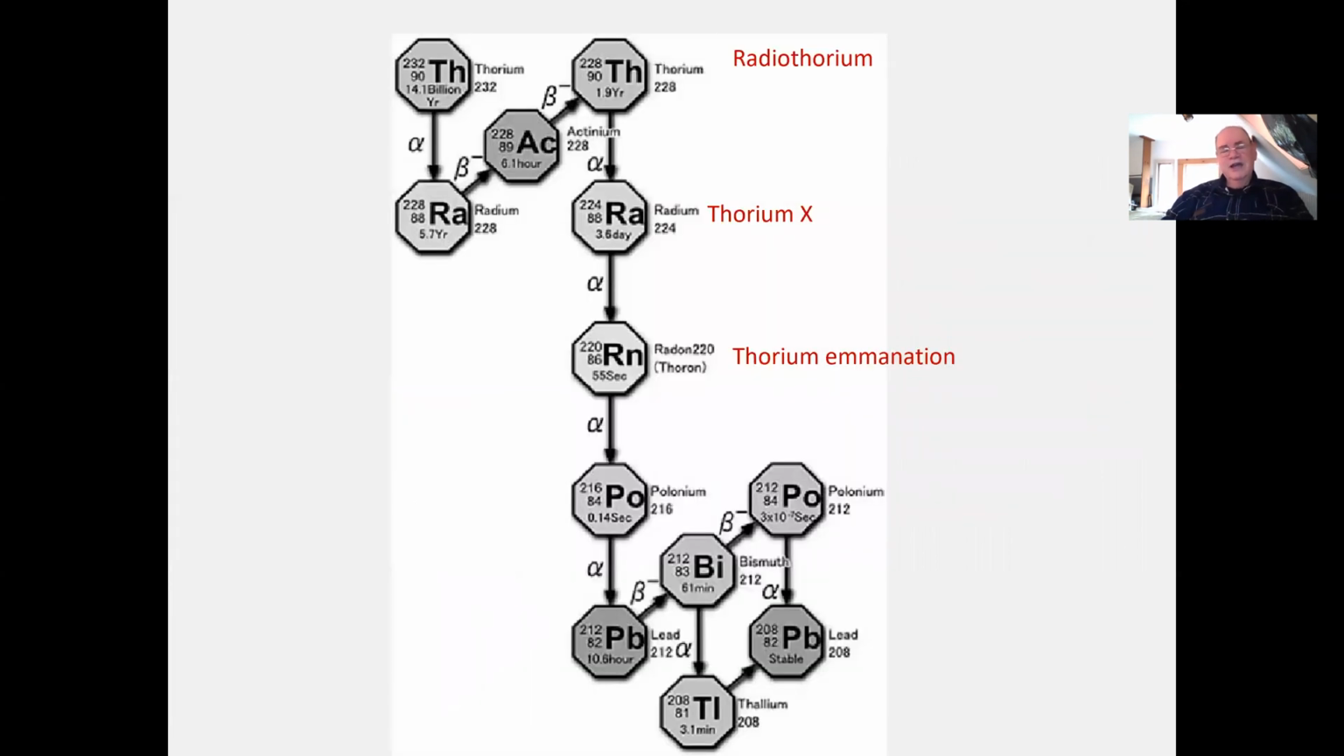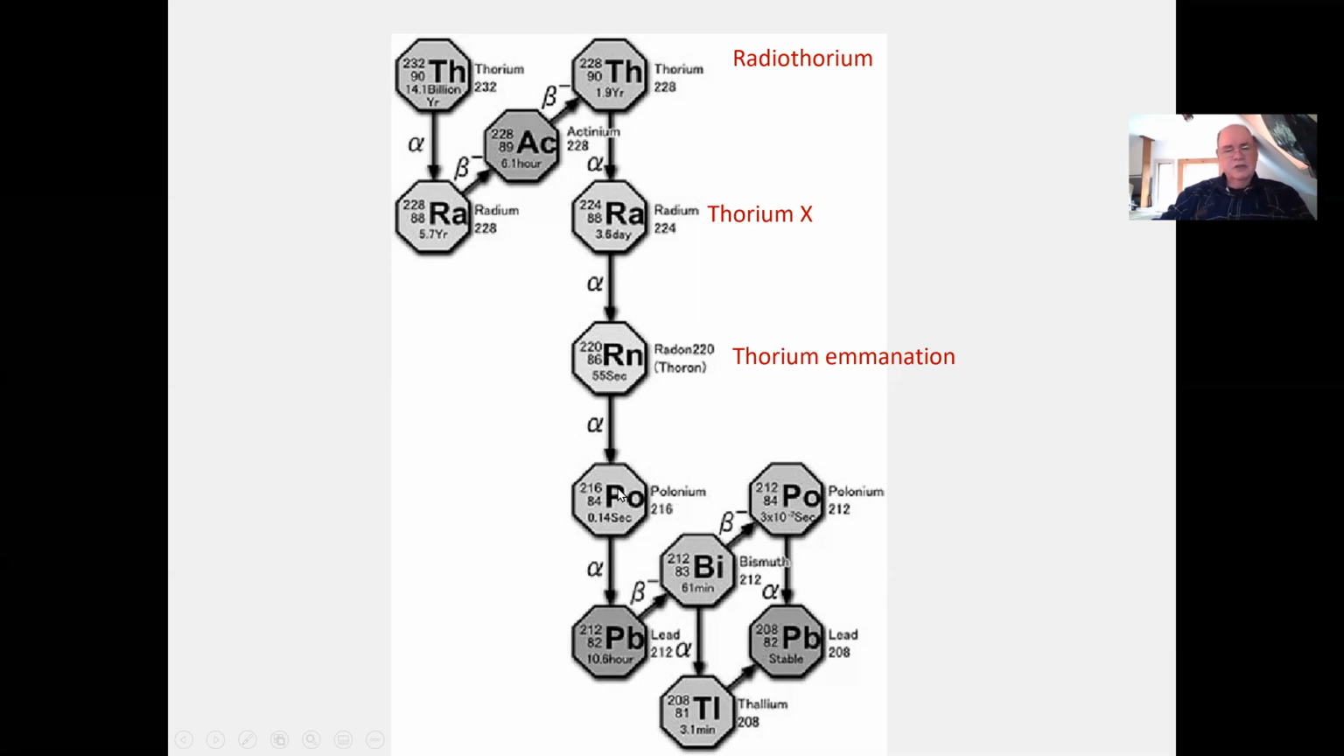One will look at the decay chain. This is the decay chain of thorium, going into radium, then to the actinium, back to thorium. And here's the three-step rule: alpha, beta, beta, right? Going back to thorium.